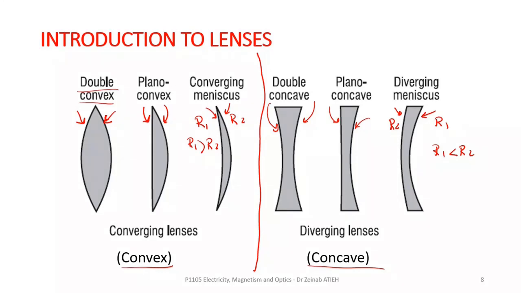Even if I use the diverging meniscus like this, it will also be diverging regardless of its direction. It will always remain diverging. If I draw it like this, R1 is here and R2 is here. You can see that R1 is less than R2. Okay, so this is the difference between a diverging and a converging lens.